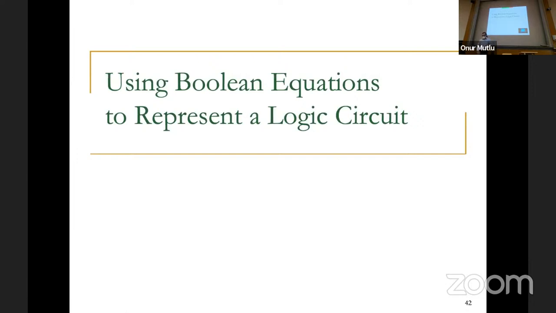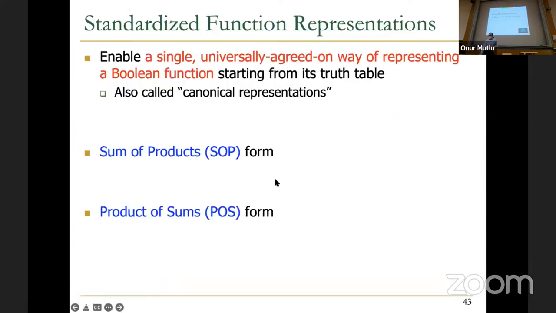This was a quick summary to jog your memory because we're going to build on it today. We started using Boolean equations to represent a logic circuit. And now we're going to become a little bit more methodical. Basically, our goal initially in this lecture is to enable a single universally agreed on way of representing a logic function, a Boolean logic function, starting from its truth table. So you have a truth table, you know what you want to implement, and you want to represent it such that everybody in the world understands it and agrees on it, including the computers that are going to simplify it. These are also called canonical representations, standardized representations. And we're going to look at two forms. I'm going to especially focus on the sum of products form, because you will see that product of sums form is actually the De Morgan of the inverse of the sum of products form.